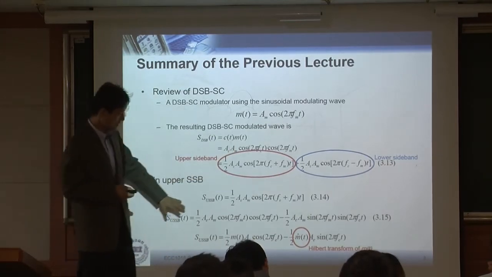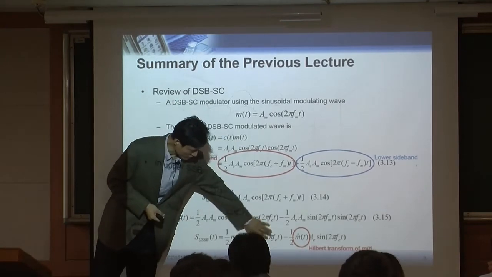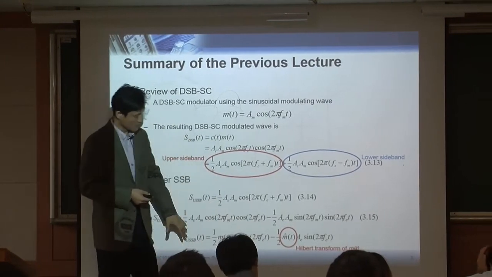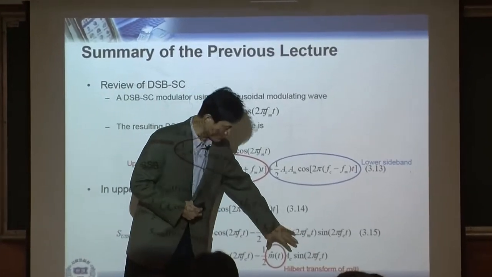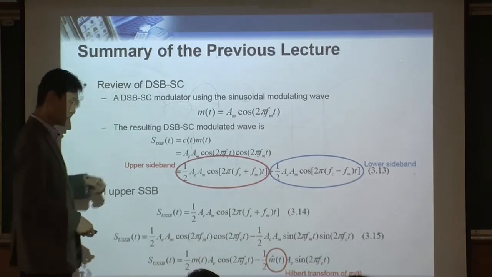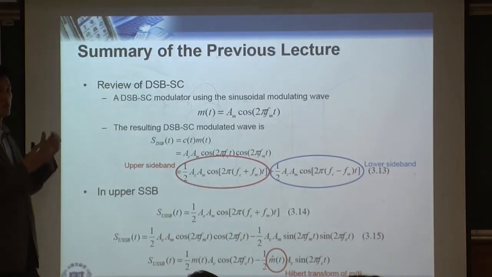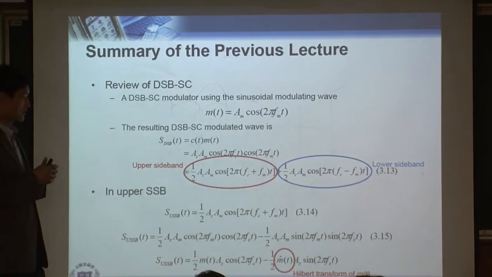But in single sideband, you have to do it this way, because the first term is the same as double sideband, but in addition you also need the second term. And this second term needs to be calculated by a Hilbert transform. So you need to have a Hilbert transform at the transmitter.